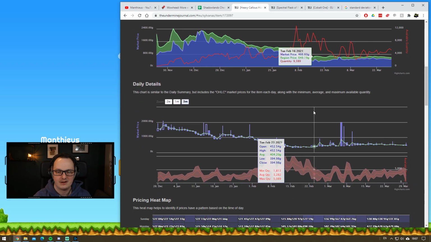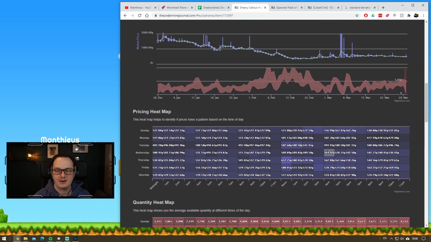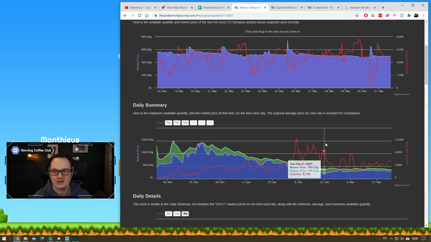The daily summary is not far different from the regional daily summary, but it's localized to your server. The green line on this one will show you what the regional price is doing in comparison to the blue line, which is your own personal realm. So it's easy to see whether your server is above average or below average in price on this item. Not a lot you can draw from it, but still helpful information to get all the same.